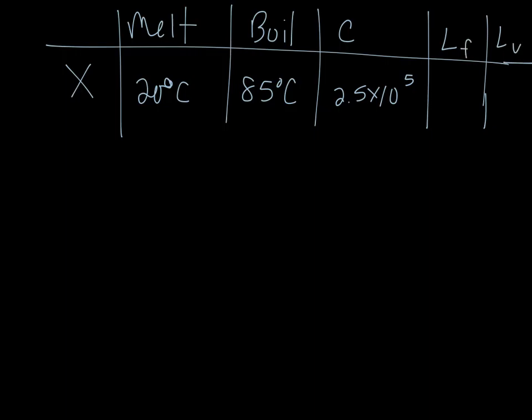V is for vaporization. Let's say LF is 5 times 10 to the 6, and LV is 7 times 10 to the 6. Units will be given, obviously. You'd be given the values on a table or some information in the problem. So let's take a look at this problem and just go through the setup.